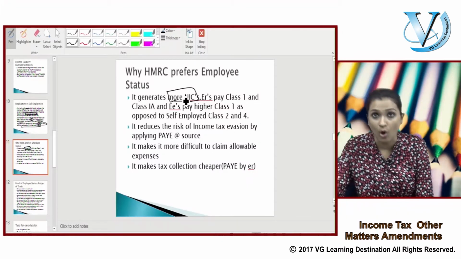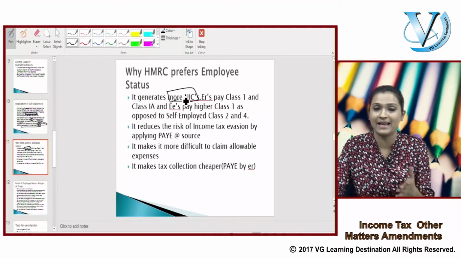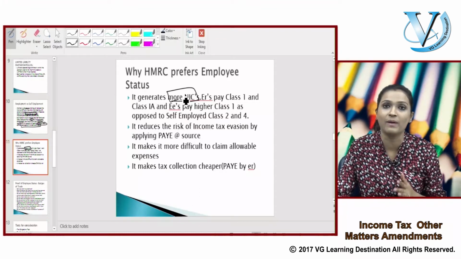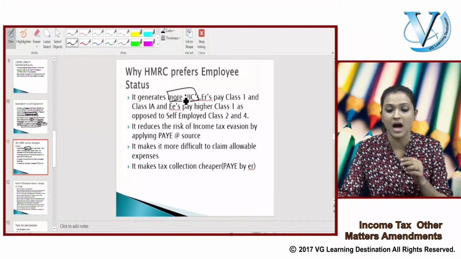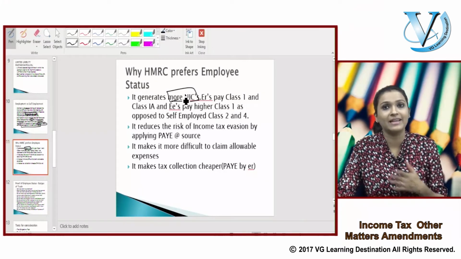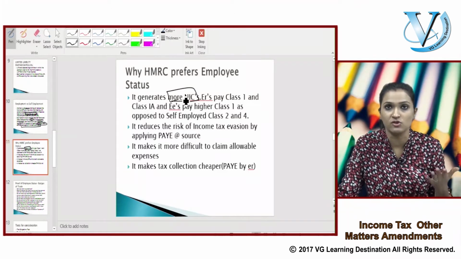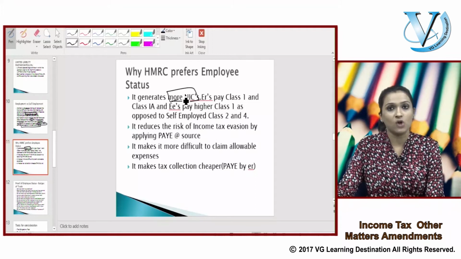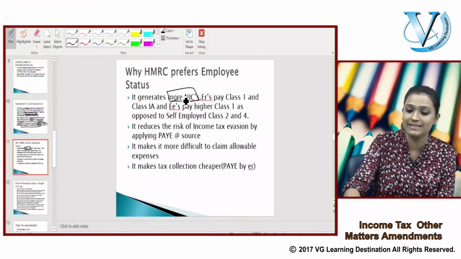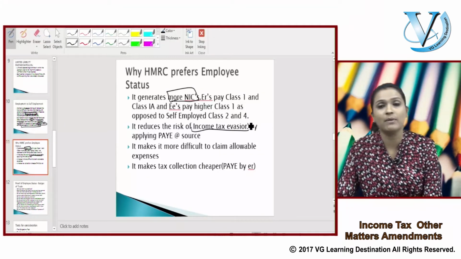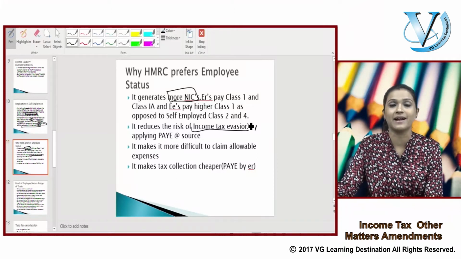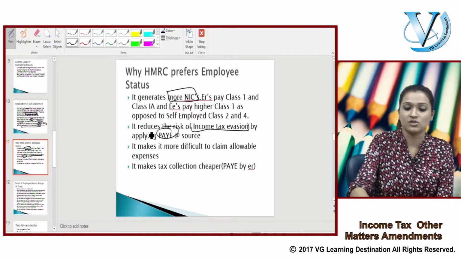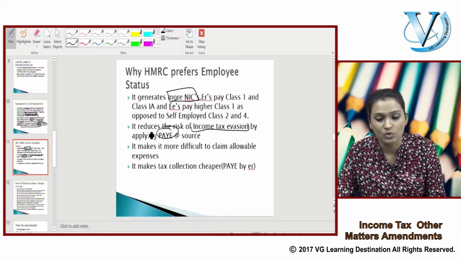Why? Because the employer is now going to pay class 1 and class 1A, and the employee on the other hand is going to pay class 1 and class 2 himself. So definitely a higher collection of national insurance contribution if I am assessed as an employee. What else? It also reduces the risk of income tax evasion. Why? Because now my salary is getting deducted at source itself under a Pay As You Earn scheme. So it gets deducted at source itself.